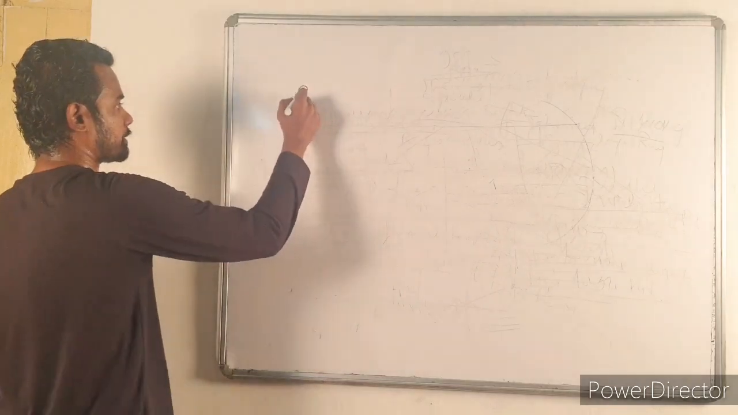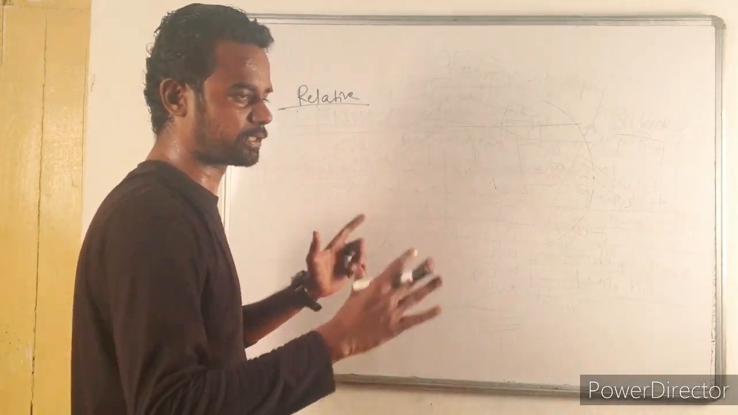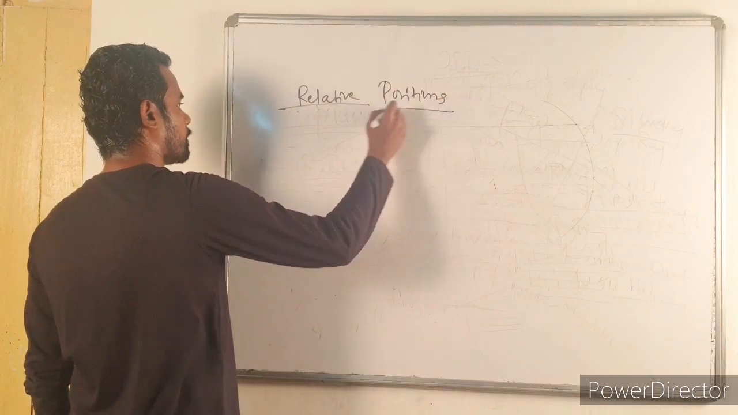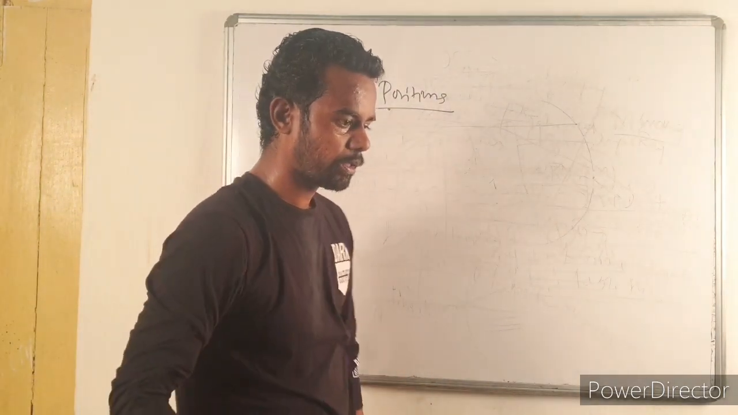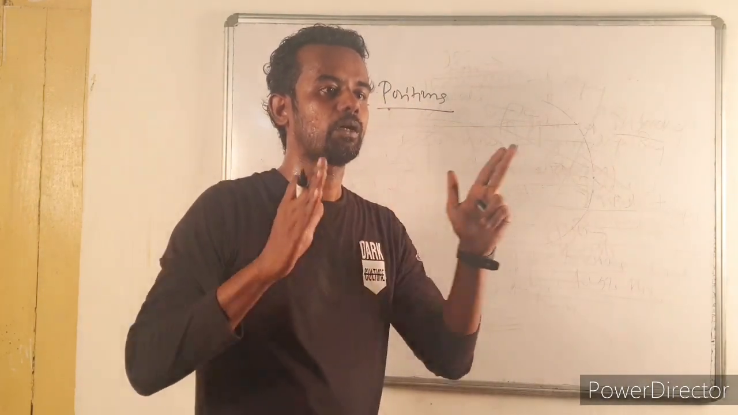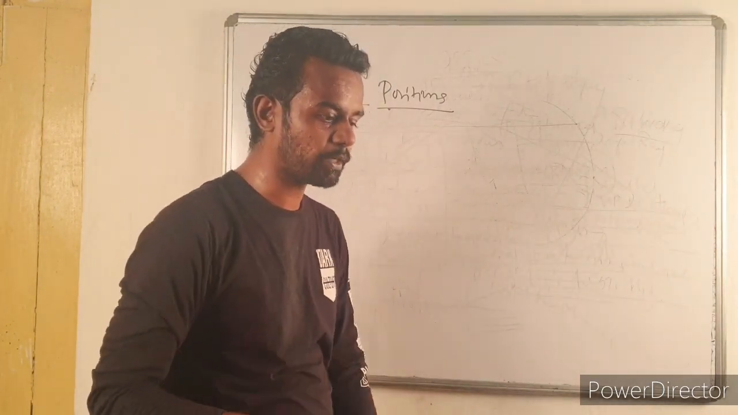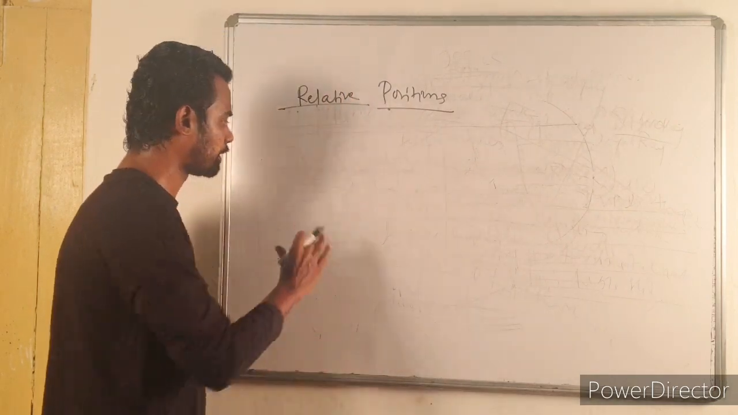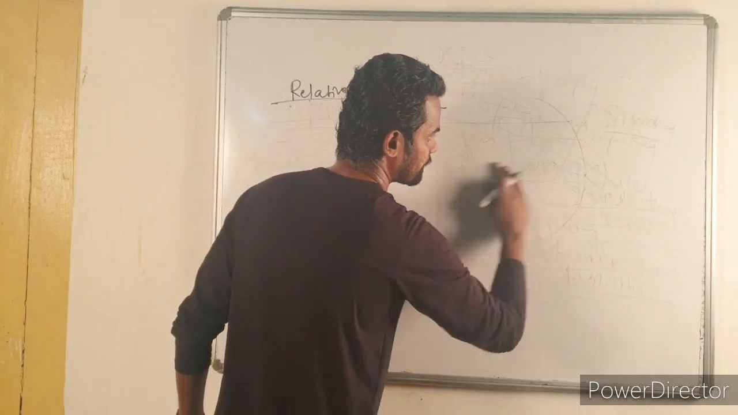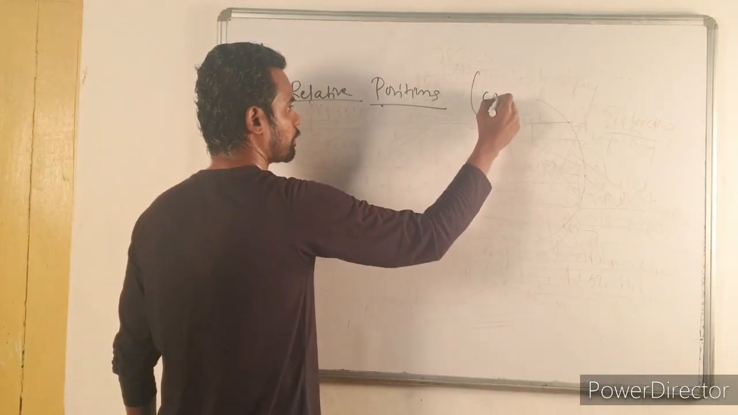Then come the relative positions. In the whole optics chapter, in the whole reflection chapter, this is the most important one. In other words, where the image will form at a particular distance of the object, and what will be the properties of the image. If you understand all these cases, then optics will be 50% easier. Now we will first take a concave mirror.